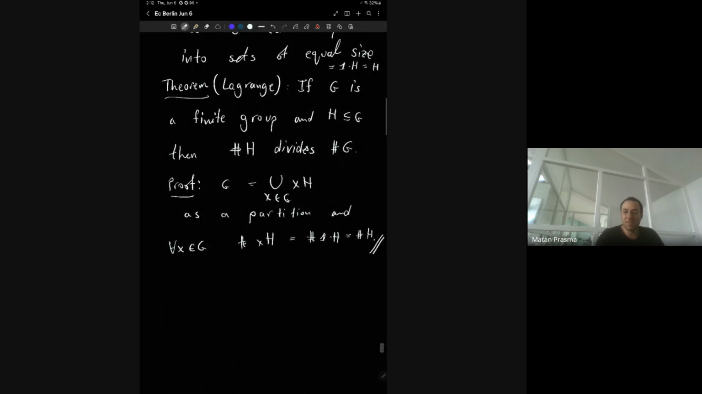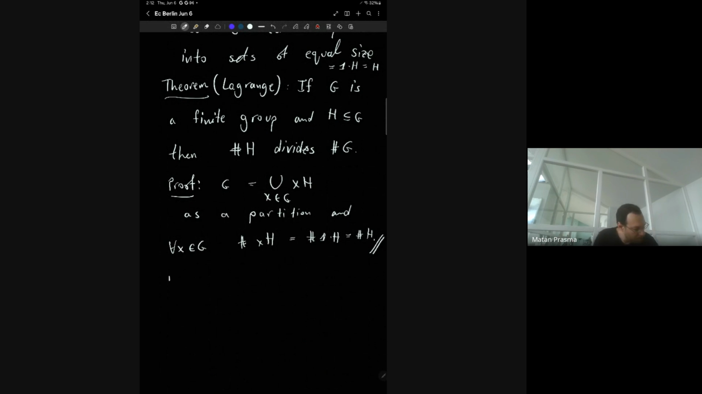Okay, so this is one dividend we can draw from this proposition, the fact that we have a partition. But there is another thing that we can conclude from the partition. I remind you that when we talked about equivalence relations, we said that one equivalent way to talk about equivalence relations is to talk about partitions.